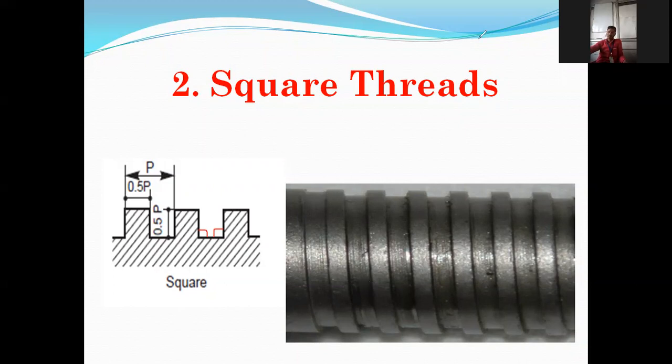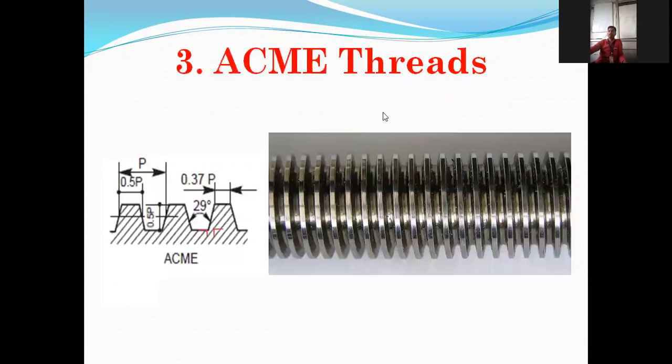Further, one is Acme thread. What is the angle of Acme thread? How much is it? 29 degree. Angle of Acme thread is 29 degree. And its application is lead screw, that we have seen.